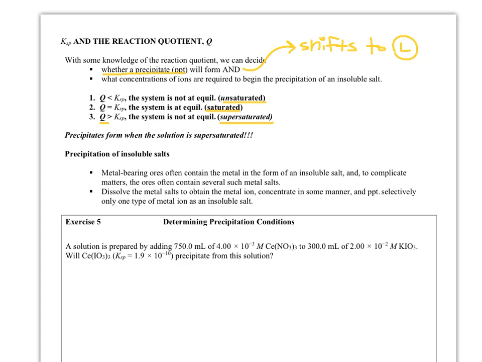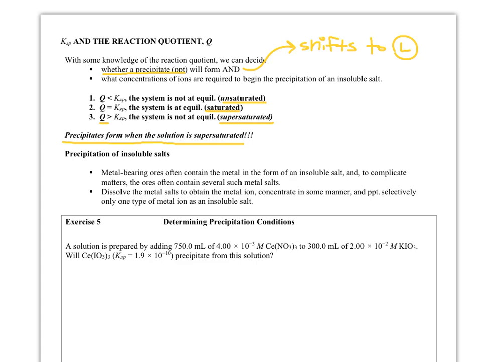So precipitates form when the solution is supersaturated, because it's going to shift back to the left. And that's the key. It's very unstable, and so it will always shift back to the left whenever it's supersaturated, because it doesn't like that. It's not going to stay that way for long. It's unstable. All right, so let's talk a little more about precipitation.